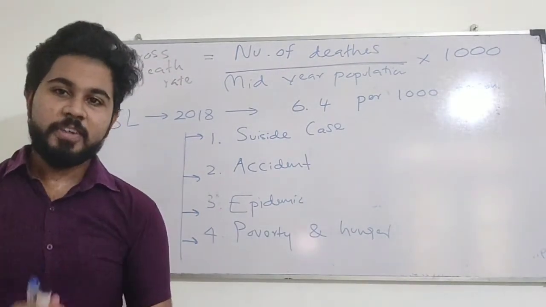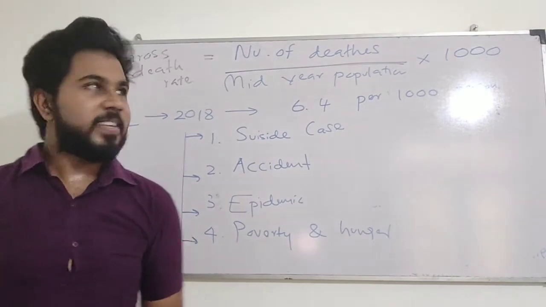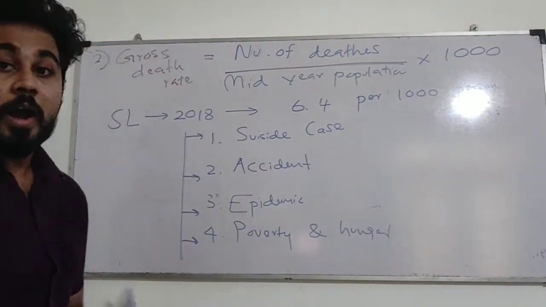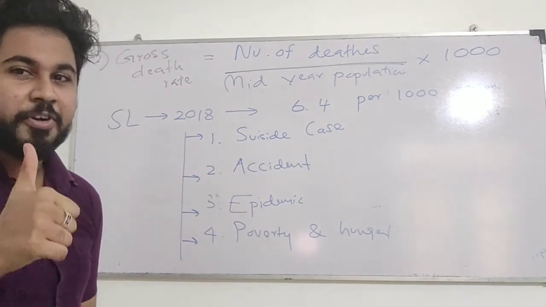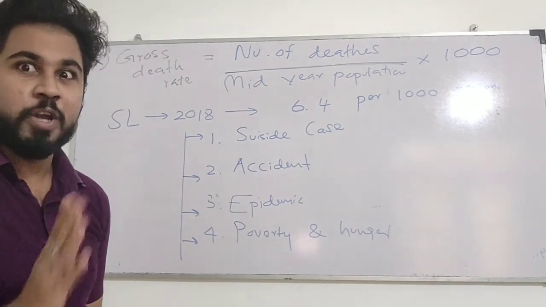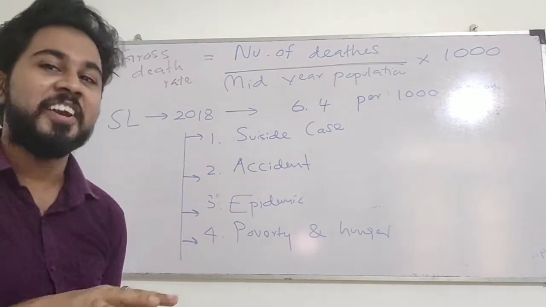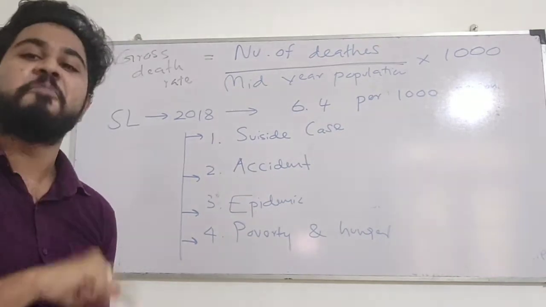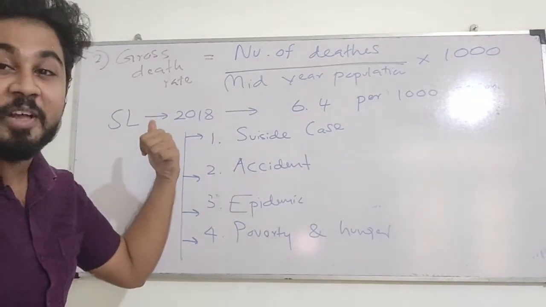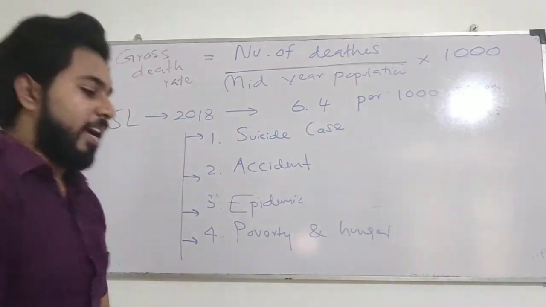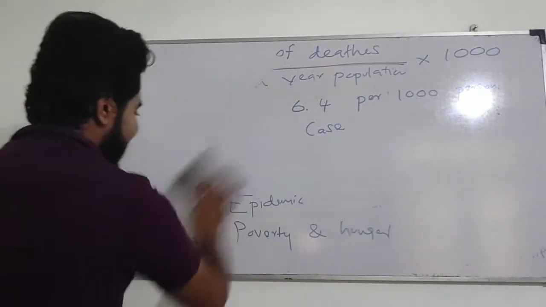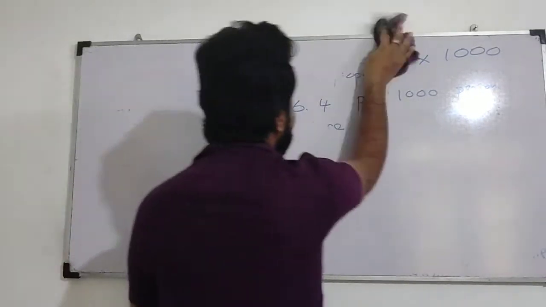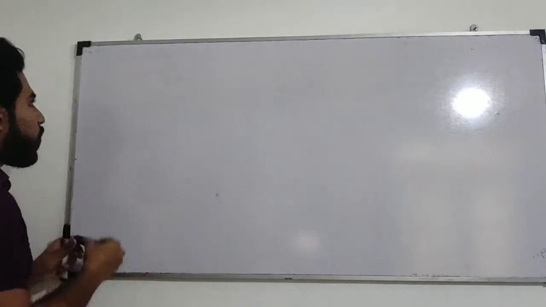Okay, fine. So this is the basic introduction about the second one, gross death rate. We have done 2 parts so far. We call gross birth rate and gross death rate. That means fertility rate, and this one is mortality rate. Okay, right. Now we'll move to the third one.